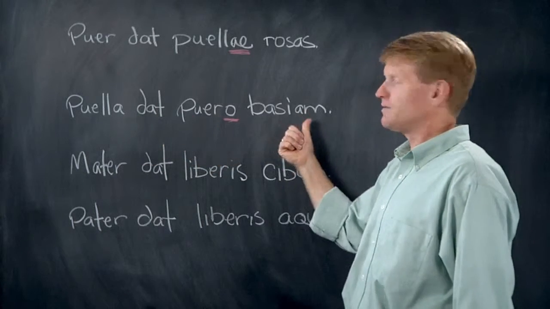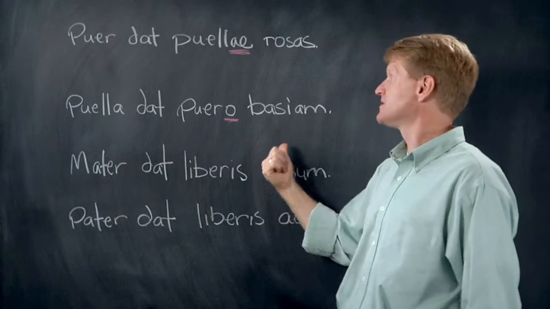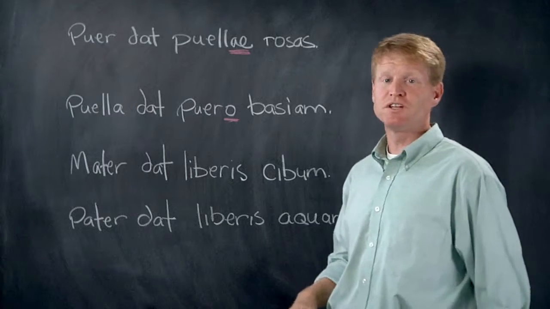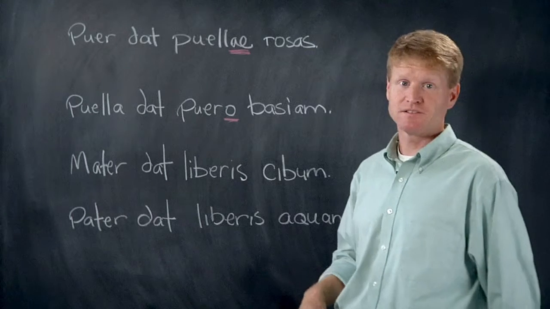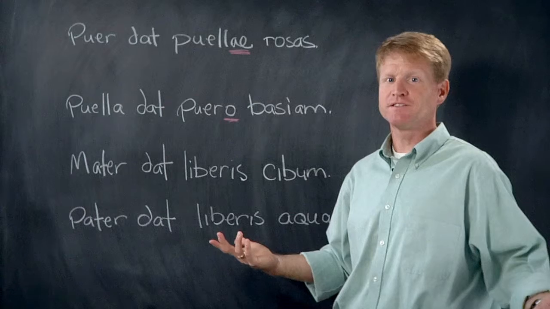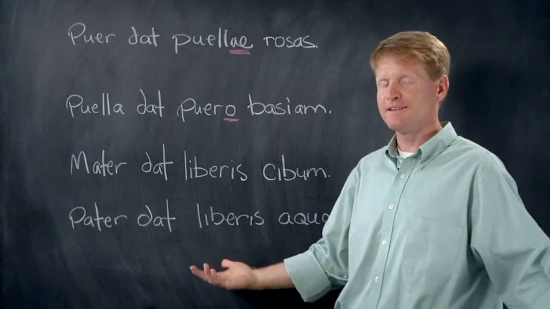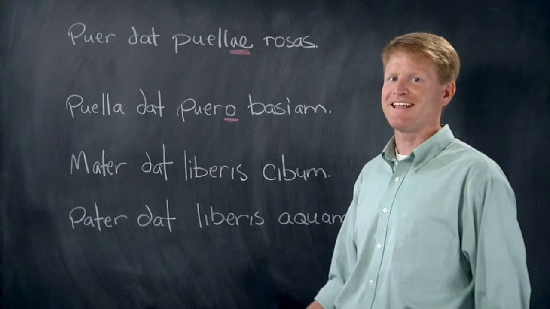Puella dat puero basia. Basium is kiss. So he gave her some roses and she gave him a kiss. It's a romantic language, guys. We can't skip that stuff. Latin is a romantic language.